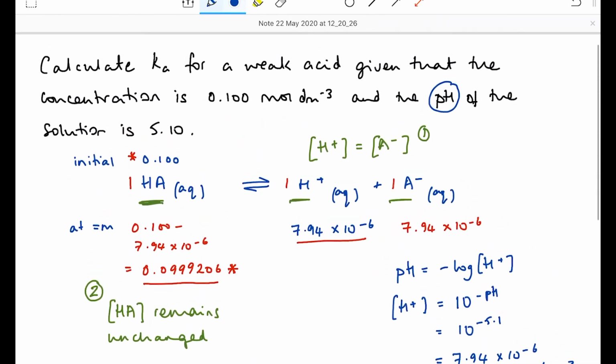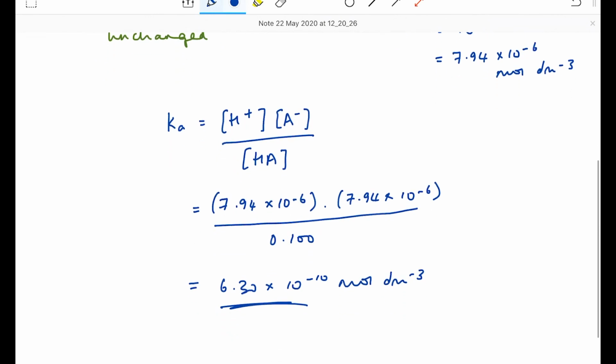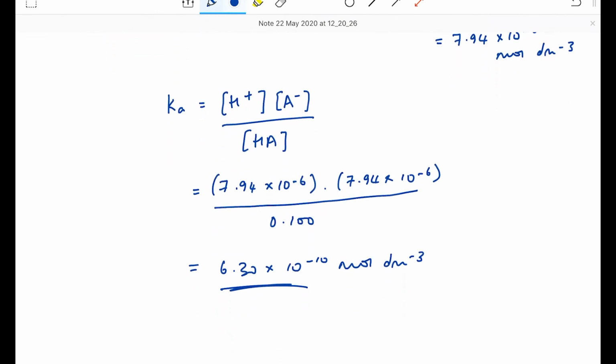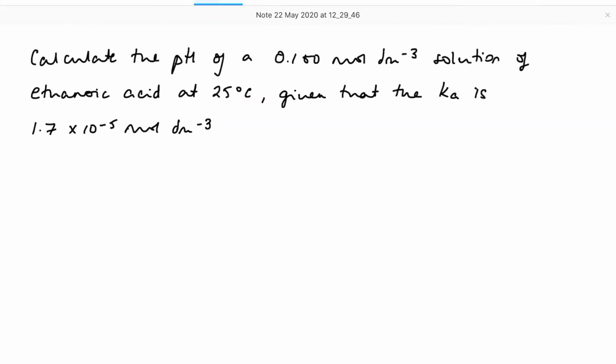Despite the concentration of the acid being 0.1 mole per decimeter cubed, the pH is only 5.1, so it is a very, very weak acid.